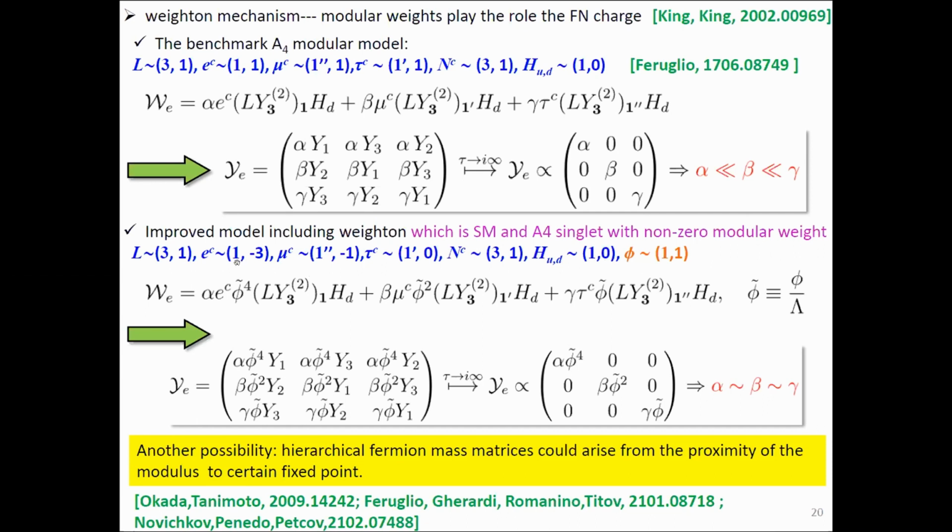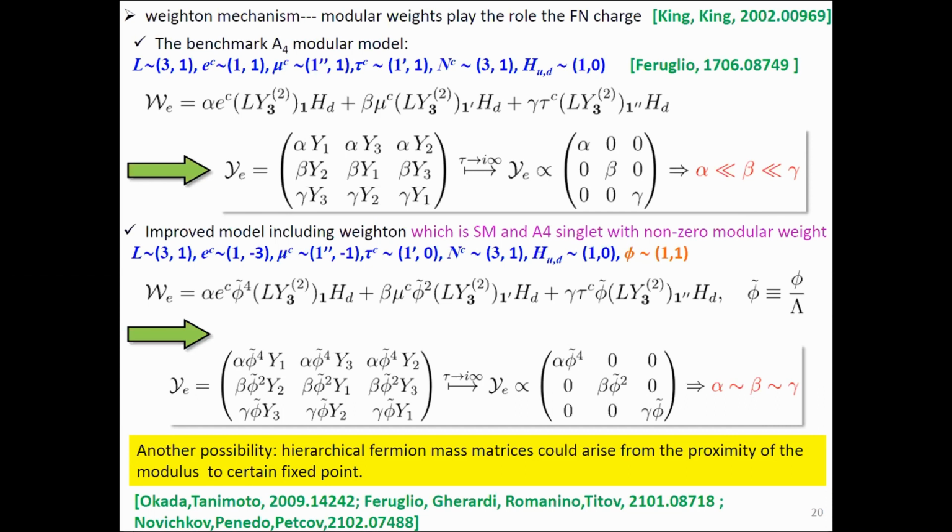So after including this one, we can reassign the modular weights of the matter fields to let them couple with certain powers of the Weiss flavon. For example, e^c couples with phi tilde to the fourth power, mu^c couples with phi tilde squared, and tau^c couples with phi tilde, where phi tilde is phi over some cutoff scale. That means alpha, beta, gamma are suppressed by different powers of the Weiss flavon. So in this way, we can explain the mass hierarchy, and the couplings alpha, beta, gamma are of the same order. So this looks like a simple and beautiful mechanism.